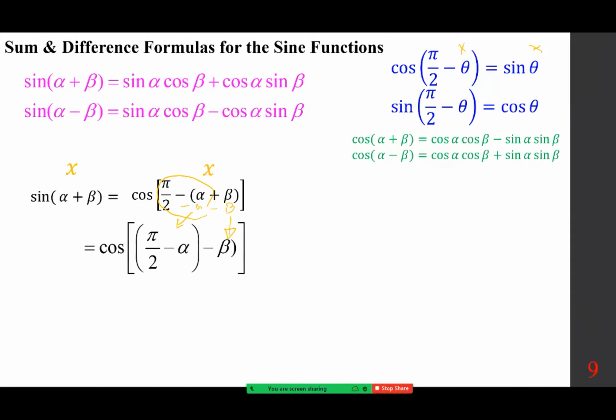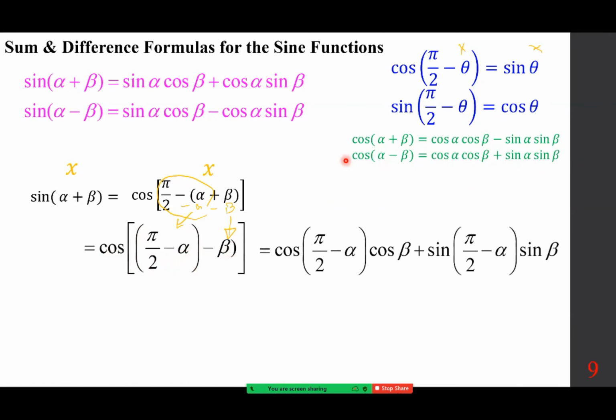And now, since this has a negative sign, cosine of this minus that, we are going to use this formula. It says cosine of the first minus the second will be cosine of the first, cosine of the second. Cosine of pi over 2 minus alpha times cosine of beta. And this is a negative sign, so that's why we go with the plus here. Sine of the first one, sine of pi over 2 minus alpha, sine of beta. So according to this formula, we get this one.